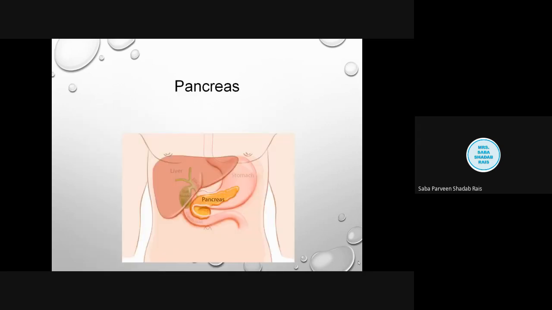The next gland under discussion is the pancreas. You can observe its location. It is present between the stomach and the duodenum. This is your duodenum, and this is your stomach. Actually, it is inside, so that's why this is made semi-translucent. So you can imagine its position. Remember always that it is located between the stomach and the duodenum.